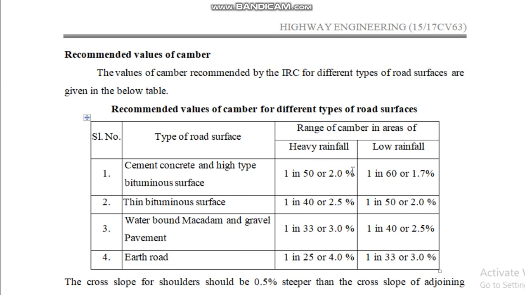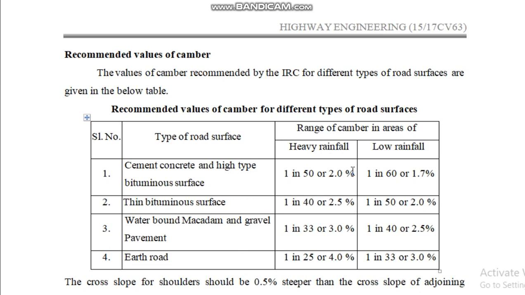For waterbound macadam or gravel pavements, it is 3% in heavy rainfall condition, and it is 2.5% in low rainfall condition. But in earthen road, the percentage once again is more. It's 4% in heavy rainfall condition and 3% in low rainfall conditions. If you observe the percentage of camber from cement to earthen road, it is continuously increasing.